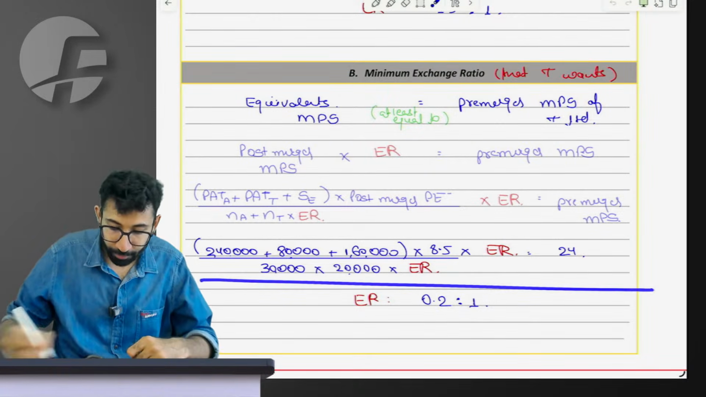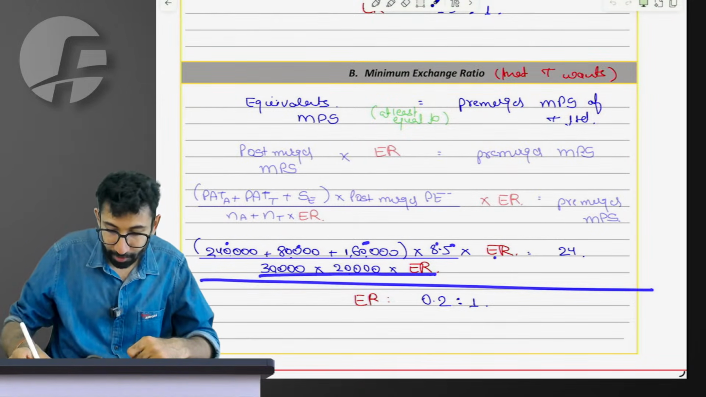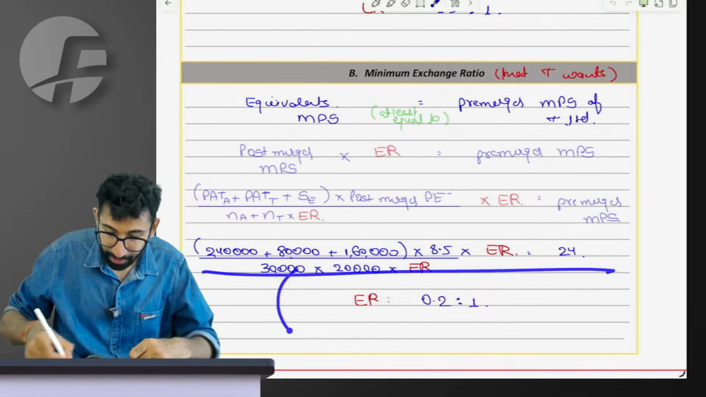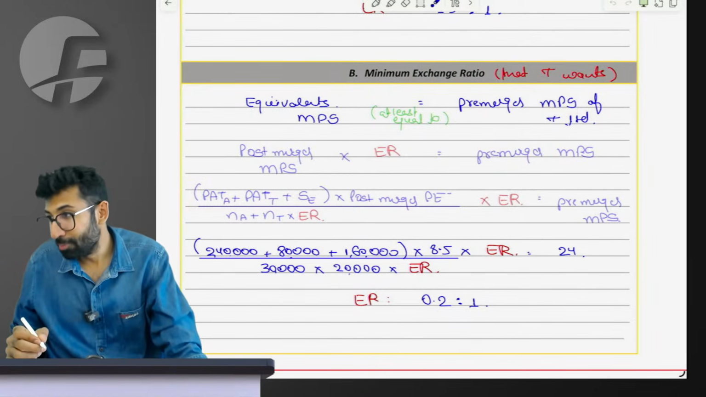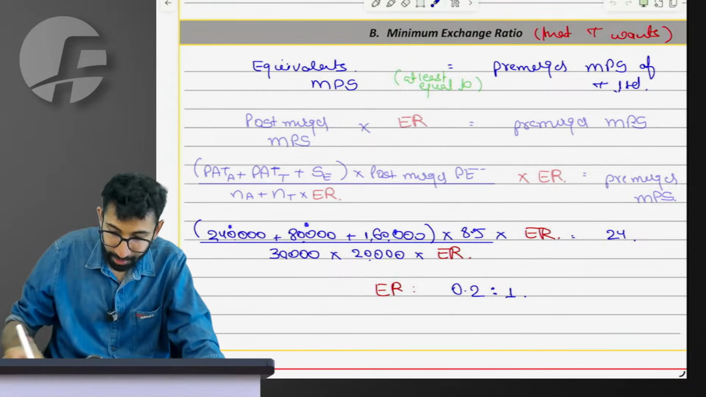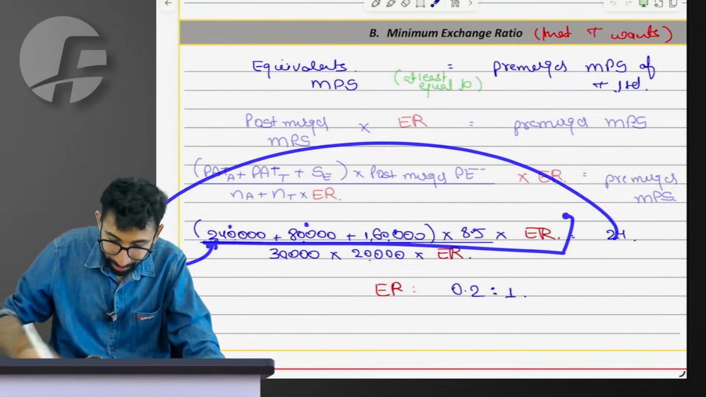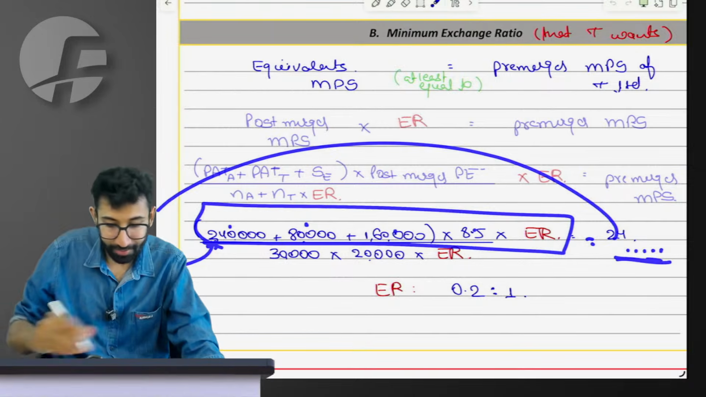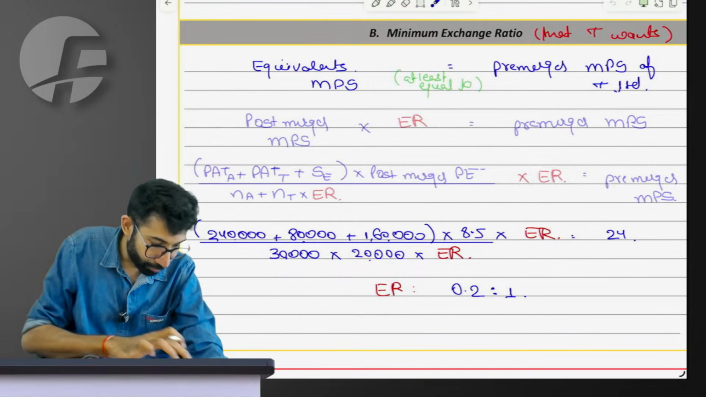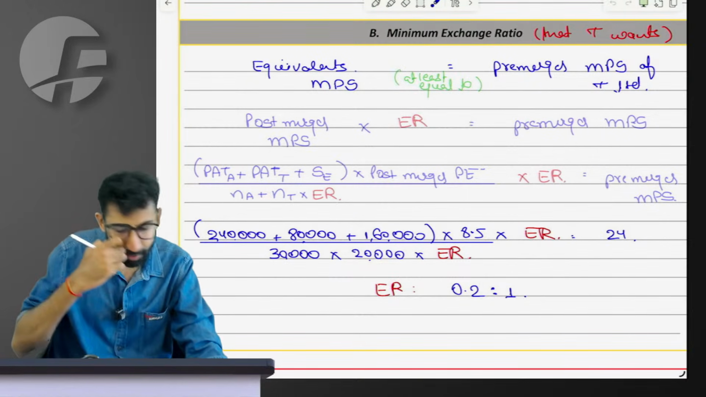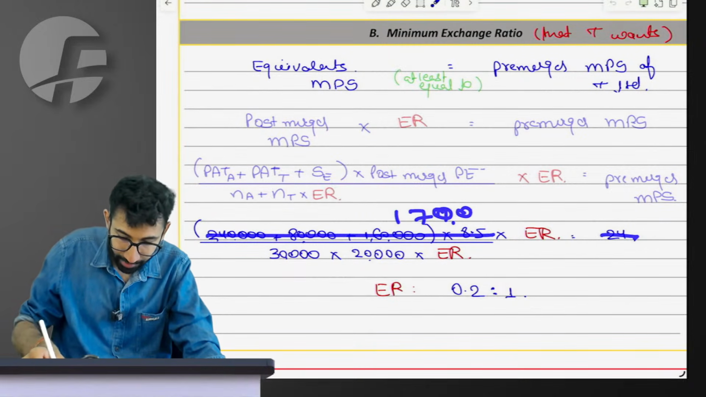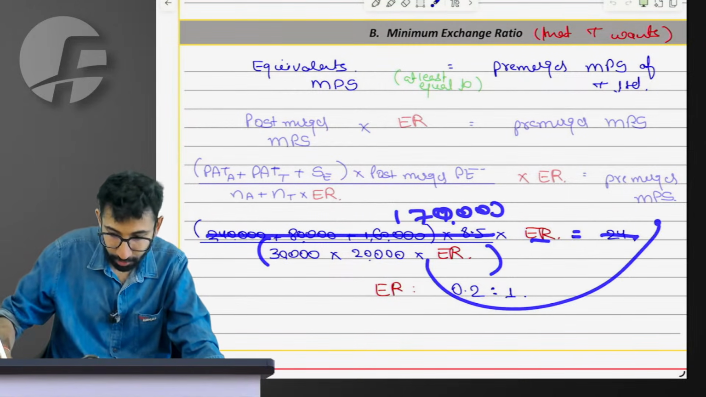So if I put all these numbers, 240, 80, 160 into 8.5, divided by this, into the exchange ratio is equal to 2.4, right? 2.4. People in the class can give you the exchange ratio of this. Robin, I won't enter into much detail, but I can try. 240 plus 80 plus 160 into 8.5 divided by 24 gives me 1,70,000. This and this has gone. 1,70,000 exchange ratio is equal to 30 plus 20 exchange ratio.